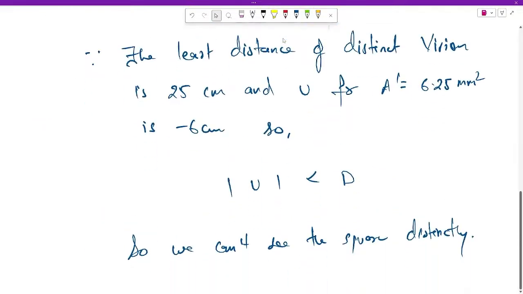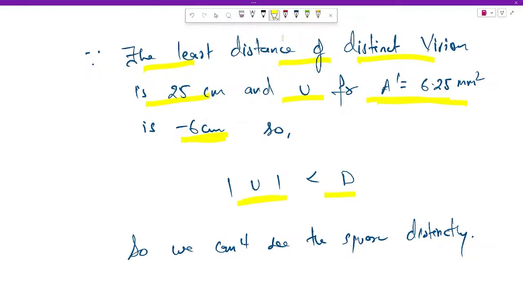Now here we can see that the least distance of distinct vision is 25 centimeter, and U for this desired area is minus 6 centimeter. So U is less than D. So we can't see the squares distinctly.